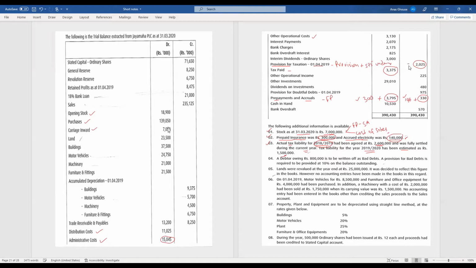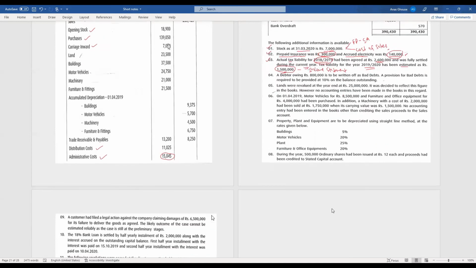Okay, so we need to make an adjustment to the tax liability. And the last year's tax was fully settled during the current year. So the current year, the amount paid was 3,375. In fact, this has to be adjusted in the provision account. And the current year tax liability is estimated as 1.5 million. So this has to be reflected in the comprehensive income statement. Okay, and since this is not paid, this has to be shown as a tax liability. So let's prepare the necessary accounts here.